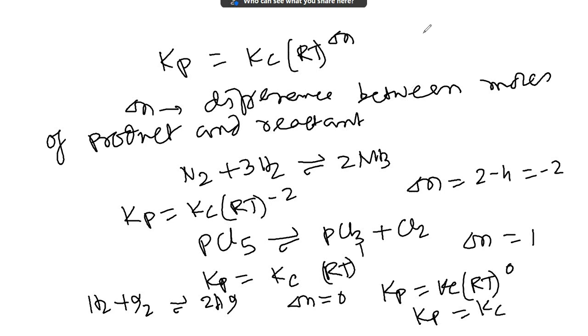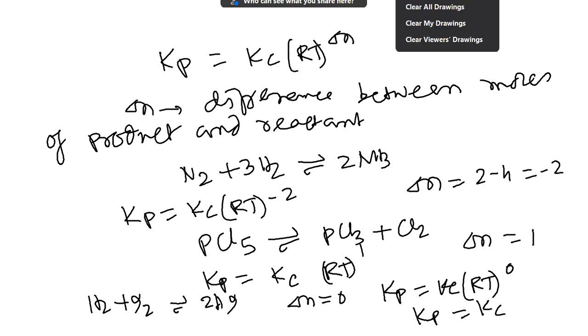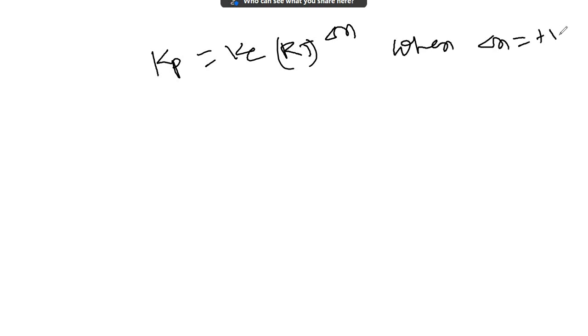On the other hand, when del n is positive, we know Kp equals Kc (RT) to the power del n. When del n is a positive value, in this case Kp should be greater than Kc. Now, we know Kp equals Kc (RT) to the power del n. In this case, when del n is positive, we have Kp greater than Kc.